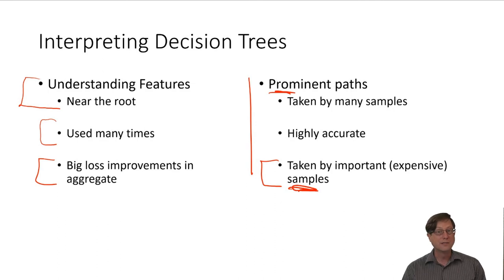So those are some things that you might do when you learn a decision tree that you might not do with other model types, just because a decision tree is intrinsically interpretable as a simple set of rules. I mean, it can be a lot of rules, but each rule is somewhat simple. You can get some mileage from that.